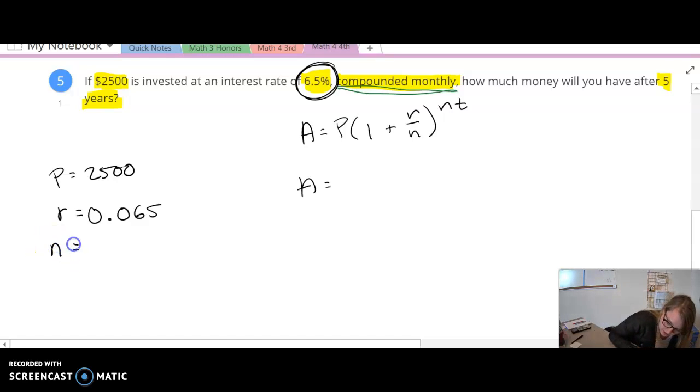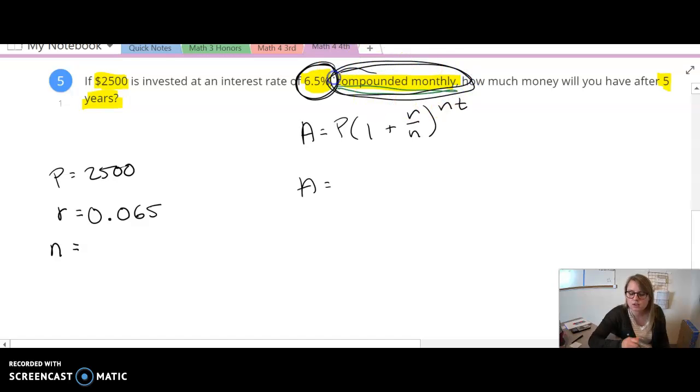Then our next variable is N, and N is the number of times per year, and it says that it's compounded monthly. That tells me that once a month it's compounded. Well, how many months are there in a year? There are 12. And then our last one is T, the amount of time, and that is going to be our 5. So rate is always going to be the percentage, and N is always going to be the compounding number. You'll always have those two if you can understand that part.